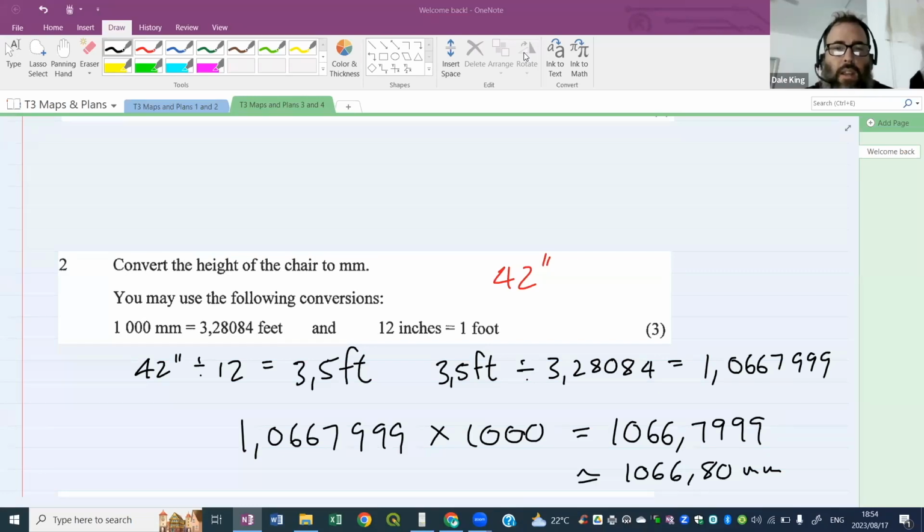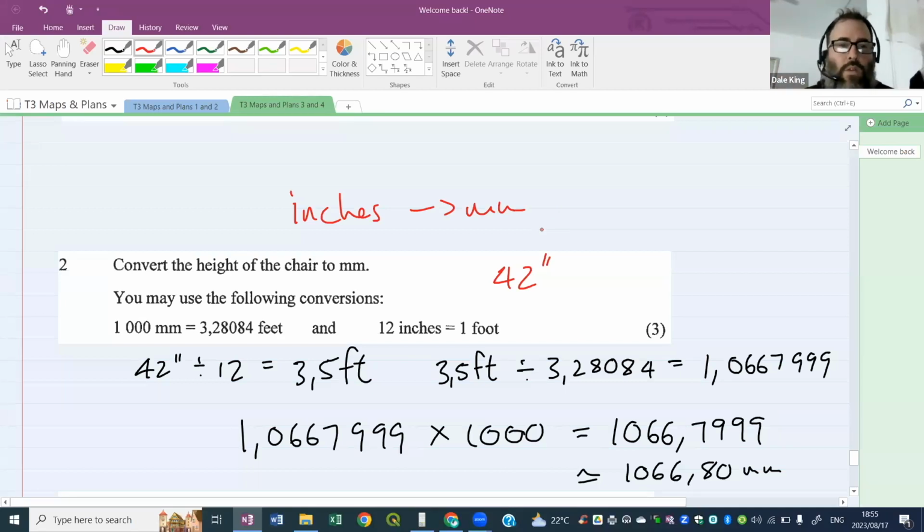So Ben, this question is meant to be a 2-step process. They could have given us one conversion here, which goes from inches to millimeters. They could have given us a conversion for that straight away, which would have been a 2-mark question, right? But they've given us these 2 conversions that we have to use to get to our answer, which means it's a 2-step process. Now the feet on the right-hand side and the feet on the left-hand side are the same thing.